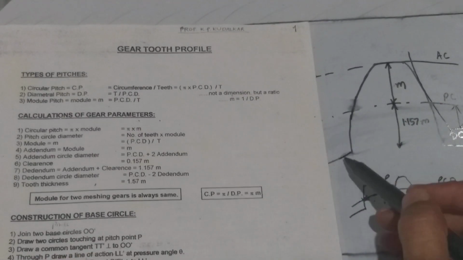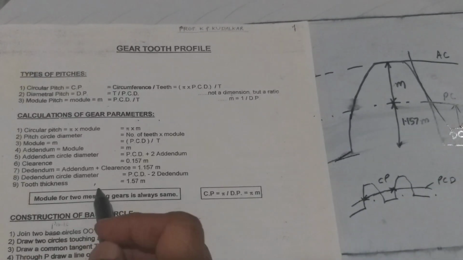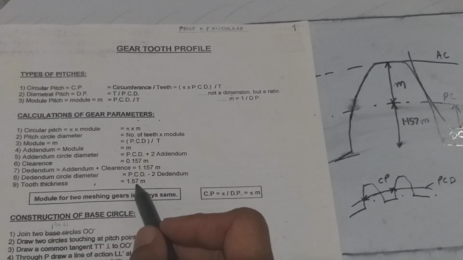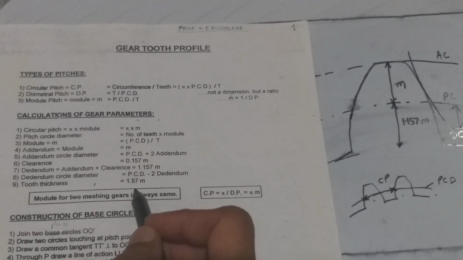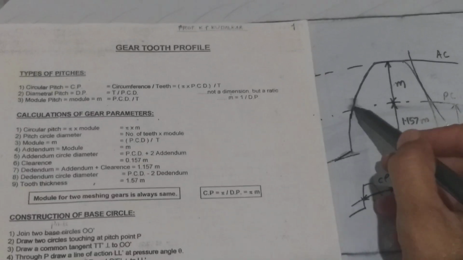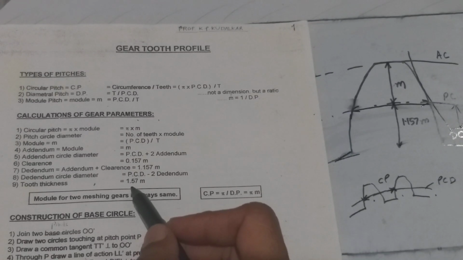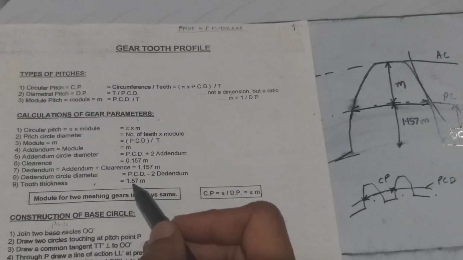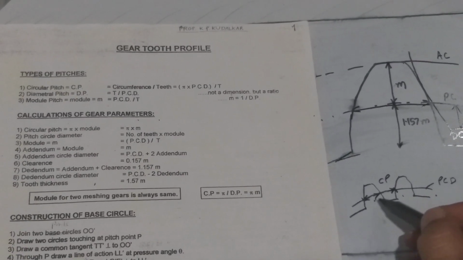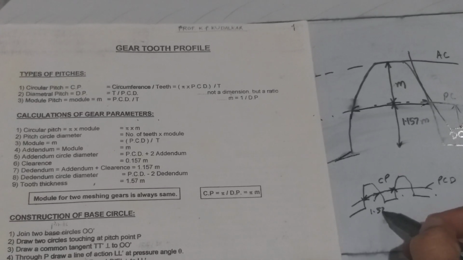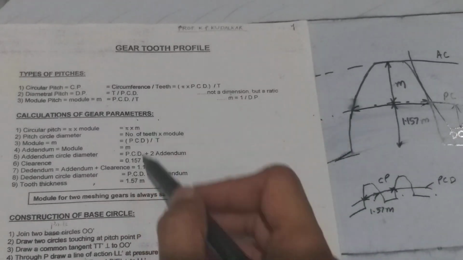Then the dedendum circle diameter is the one which is passing from here, which is PCD minus 2 times the dedendum. And then the tooth thickness is given by 1.57 times m. So from here to here is the tooth thickness, which is pi by 2, that is 1.57. Because this is the circular pitch, so out of that, if you take only this much part, that comes as 1.57 times m, which is the thickness of the tooth. So these are the various terms which you are supposed to find out.